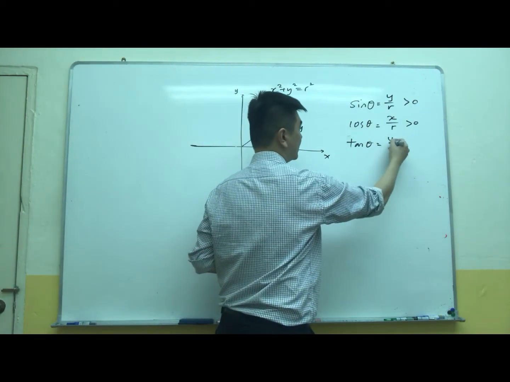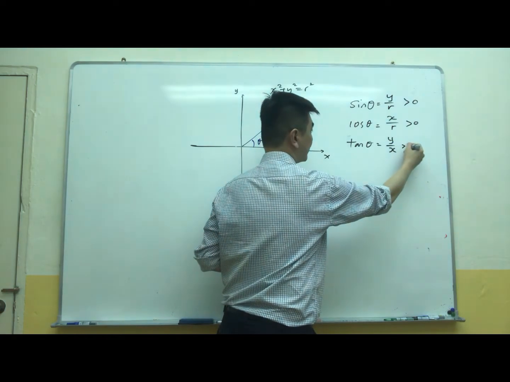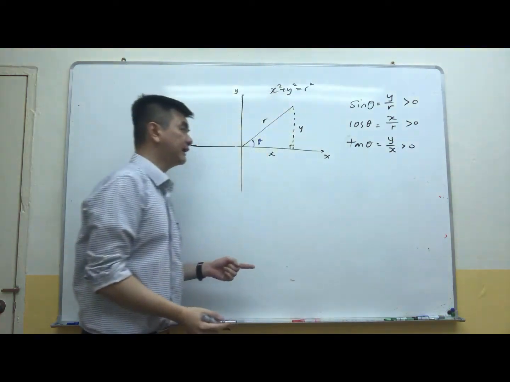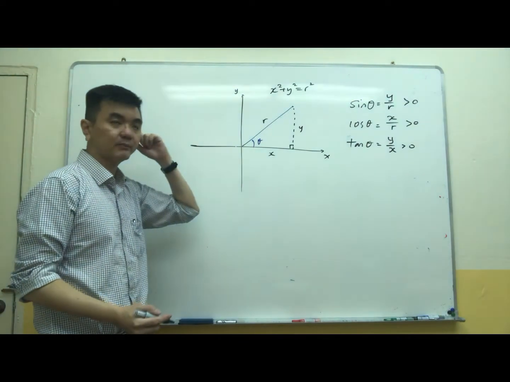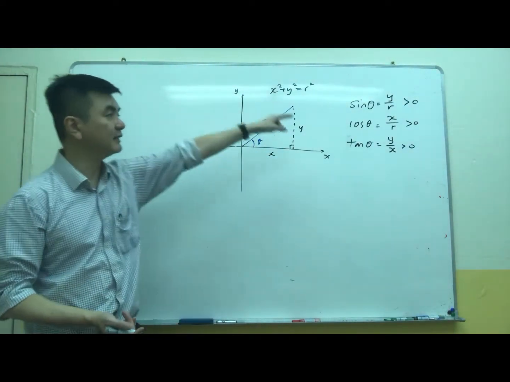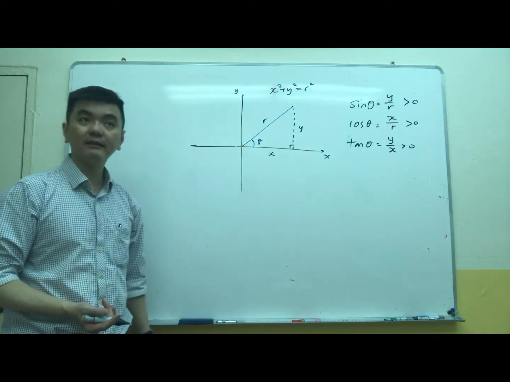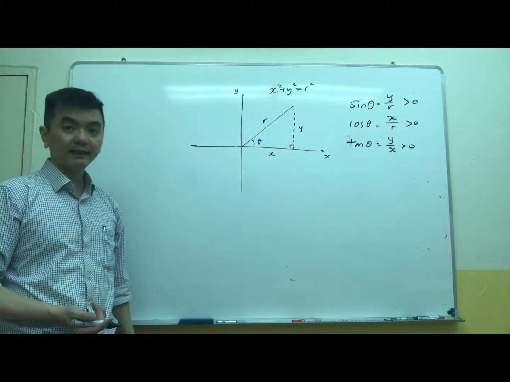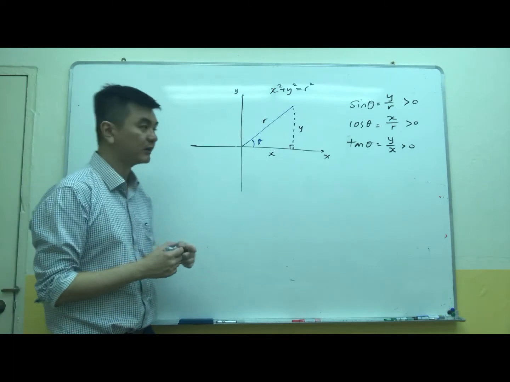Tangent theta is y over x, opposite over adjacent, which is also more than 0 for an angle in the first quadrant, because both quantities are positive as well. So in the first quadrant, all my trigonometry ratios are positive. Let's explore the second quadrant.